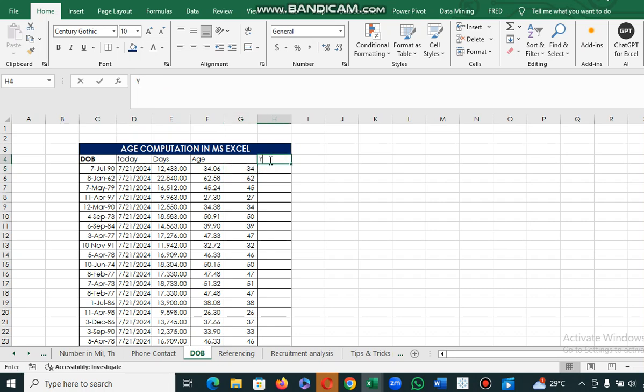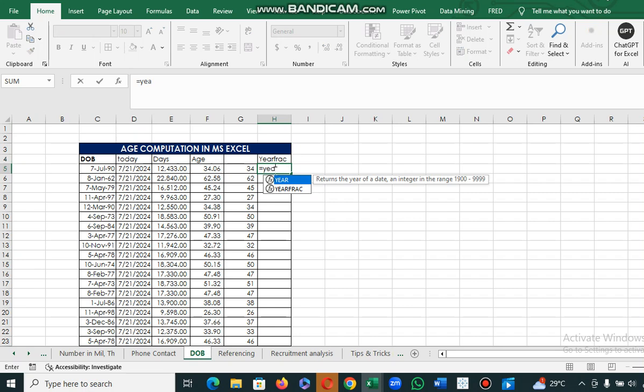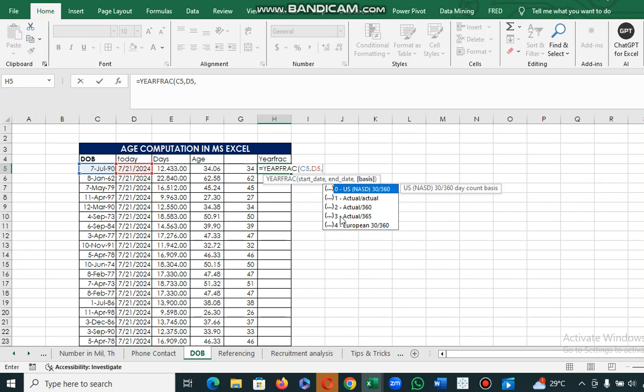There is a function called YEARFRAC that can also help you do the same. Using equals YEARFRAC, the start date is when you are born, comma, end date is today's date, comma. We are using 365 actual, that is the third option.